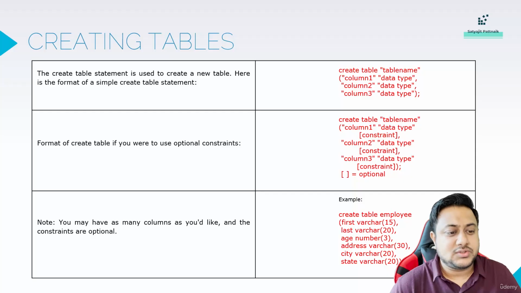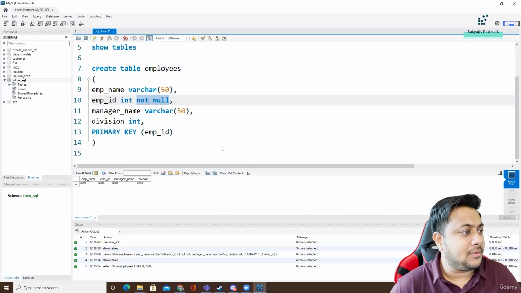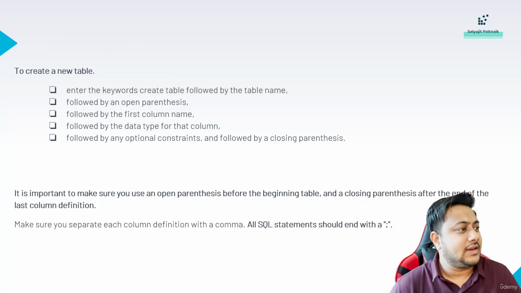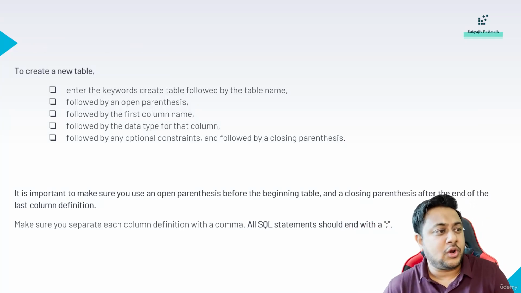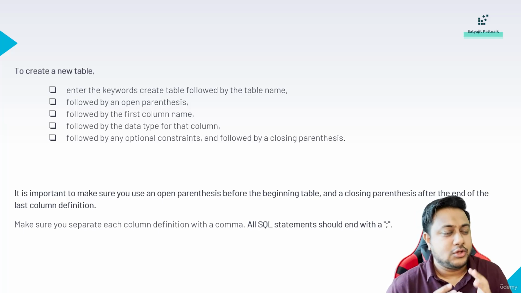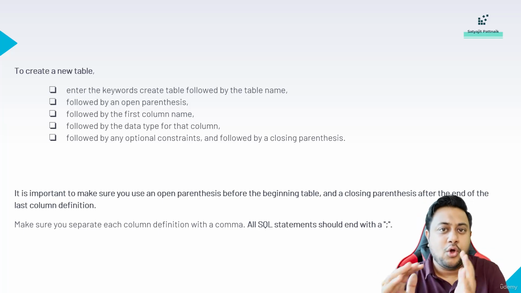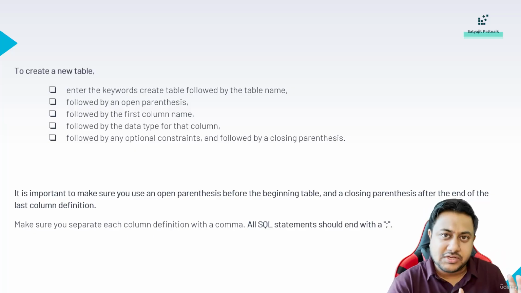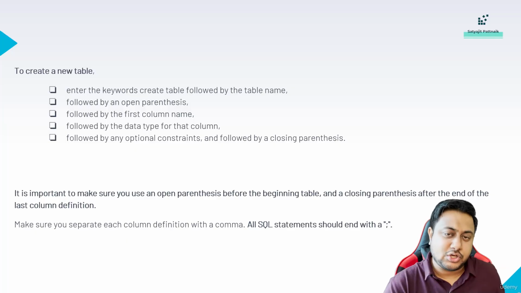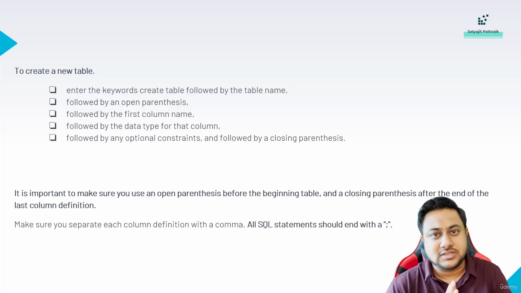So this is one example of create table, as we have already created a table like this. So we are not going to use this example, but of course you can do it as well. Once you click on the next one, to create a new table, enter the following keywords: create table followed by the table name. So create table, table name, open parenthesis, and then first column, then the data type, followed by the next columns, data type, next columns, data type, and then closing the brackets.